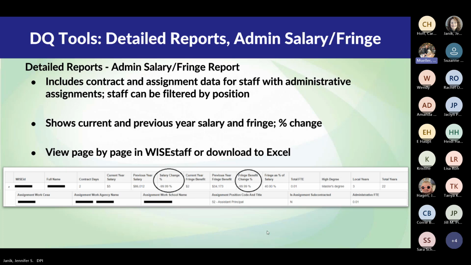An easy way to find all the records with a high variance percentage would be to download this report to Excel and then sort the data by the salary change column or the fringe benefit change column and look for numbers higher than what a standard salary change would be from year to year. Anything above that number would warrant a closer look.